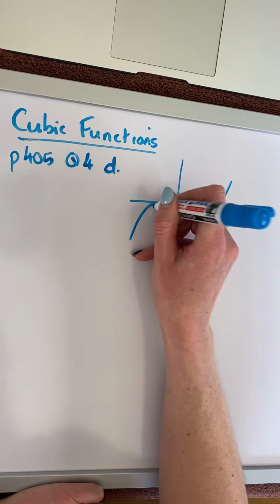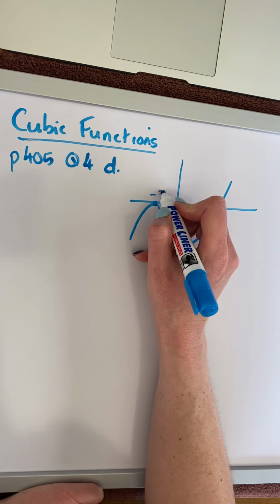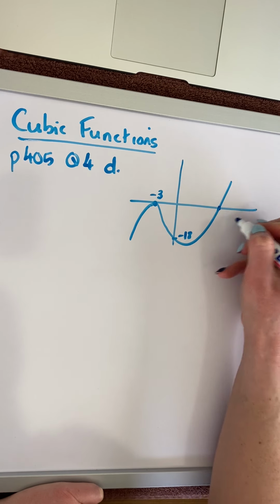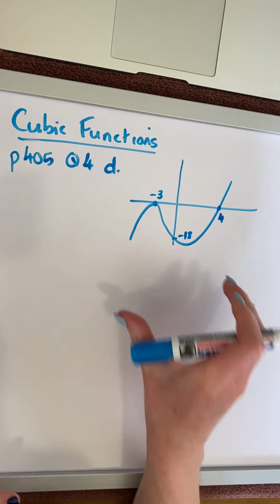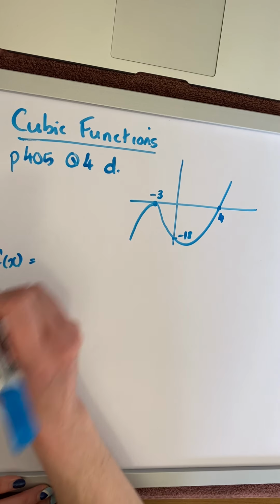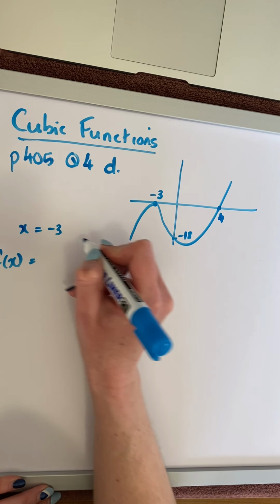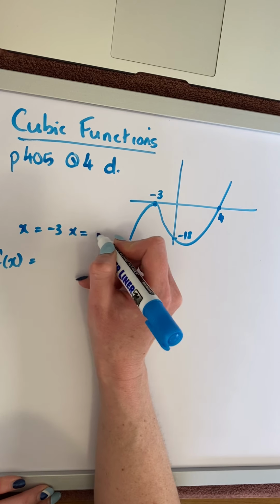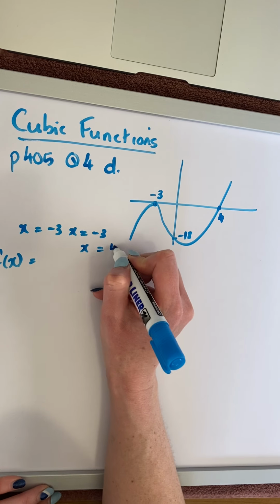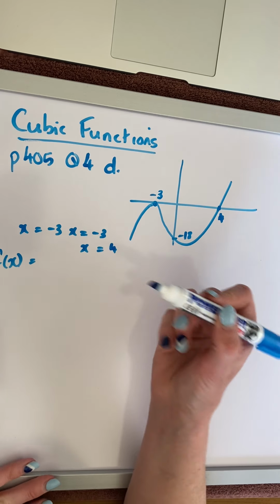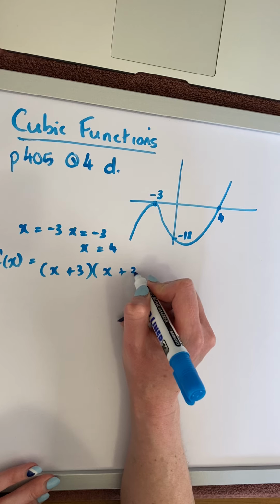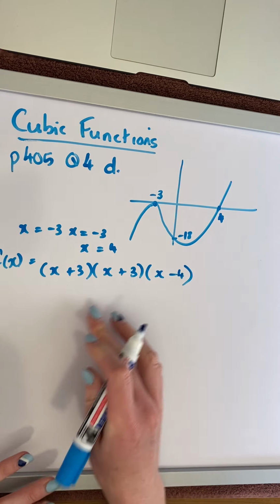We have the information that it touches the x-axis at -3, it crosses the y-axis at -18, and it crosses the x-axis at 4. So the basic information we can gather from this is that, first of all, our roots are x equals -3, a repeated root at x equals -3 because it is a turning point on the x-axis, and our third root is x equals 4. So turning these into factors, we have x plus 3, x plus 3, x minus 4. So that's our first step.